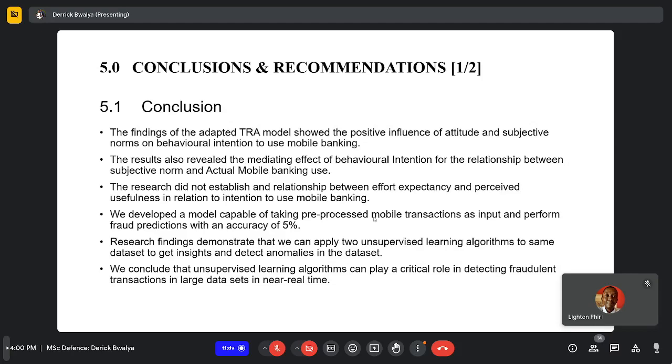And we developed a model capable of taking pre-processed mobile transactions input and performing fraud predictions with an accuracy of 5%. The research findings demonstrate that we can apply two unsupervised learning algorithms to some data sets to get insights and detect anomalies in the data.